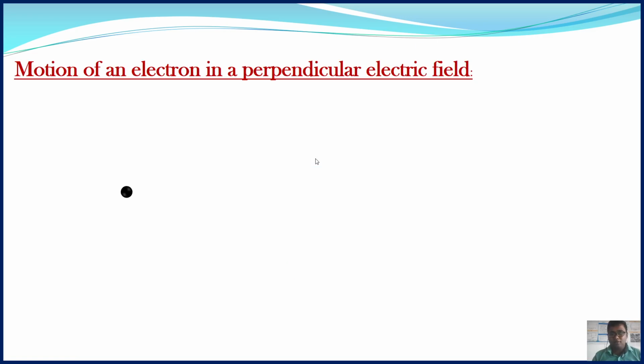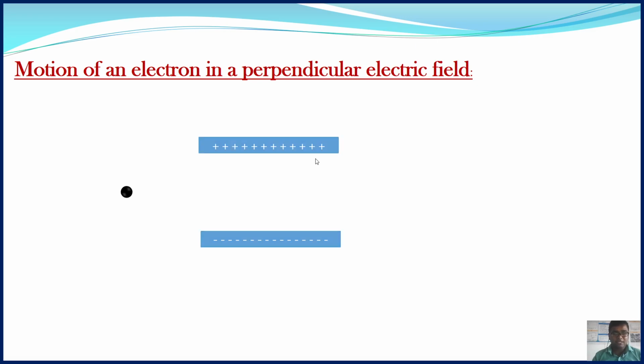Consider an electron that is moving along the x-axis. Consider the two metal plates. One metal plate is positively charged and the second metal plate is negatively charged with the help of batteries. The electric field developed between these two plates is vertically downward and shown by the letter capital E. Now consider the electron has just entered the electric field.